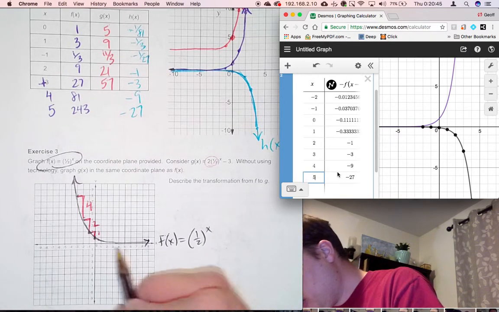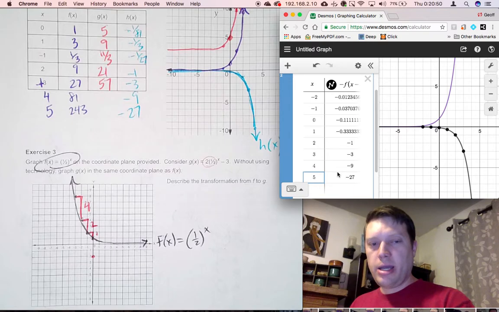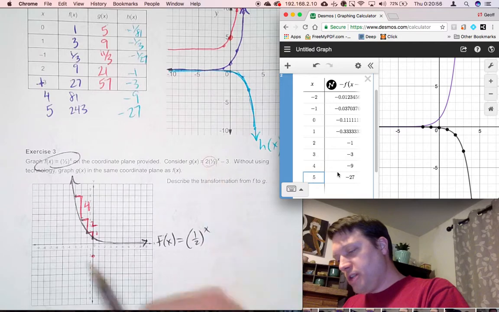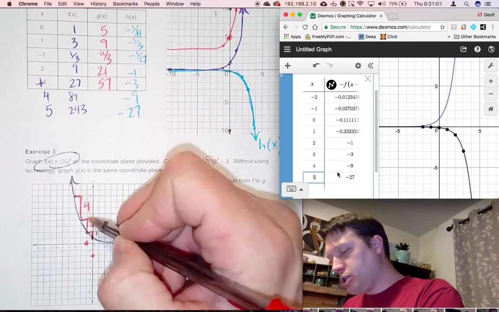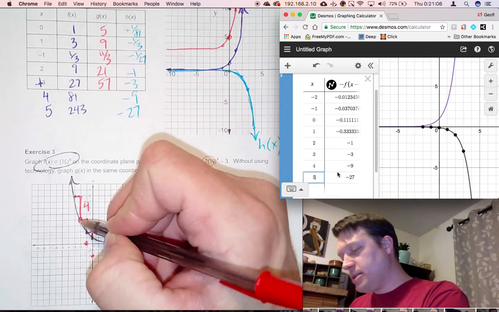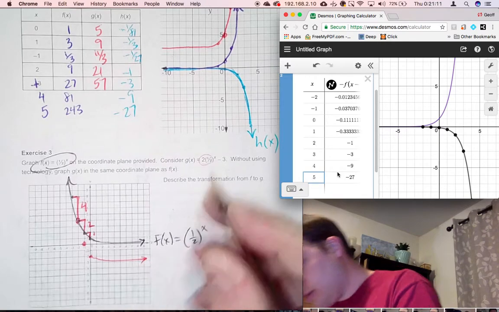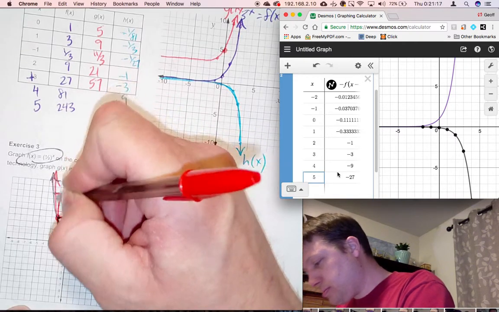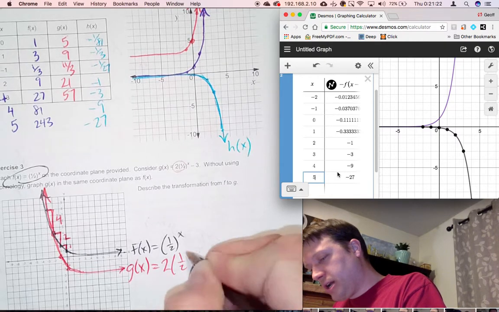And then, let's see, 1, 2, 3. There's my y-intercept. That has to be right there. Instead of shifting up by 1, now it's going to shift up by 2. And now, instead of shifting up by 2, now it's going to shift up by 4. And then shifting up by 8. So I have something that looks like this. This is g of x equals 2 times 1/2 to the x minus 3.